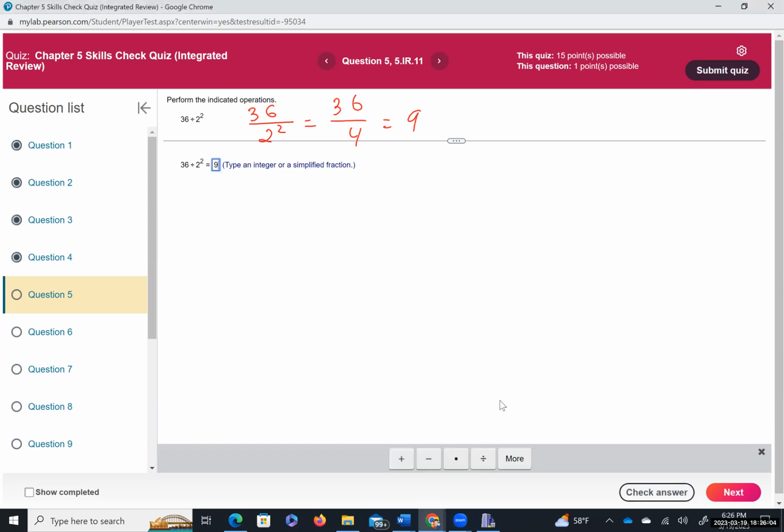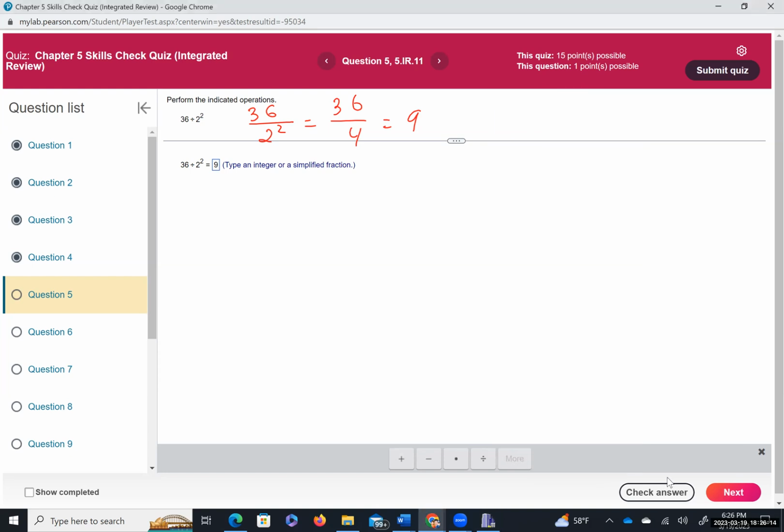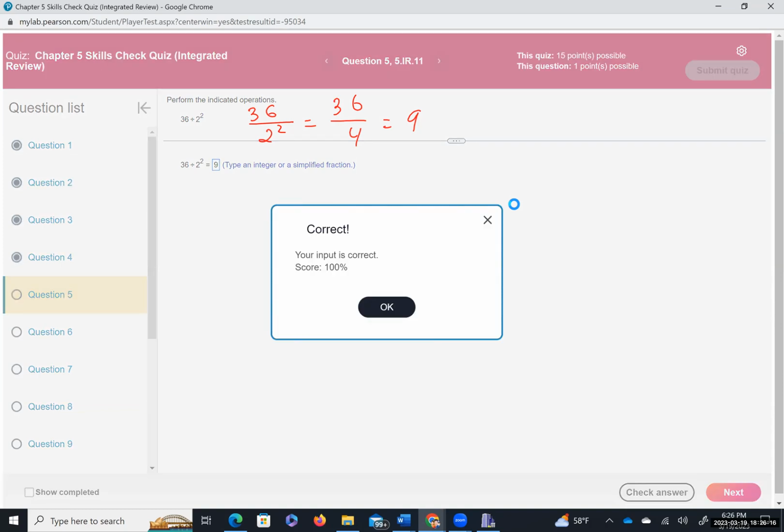And if you want to use a calculator, that's fine. 36 divided by 2 squared. Okay, check the answer. You got it.